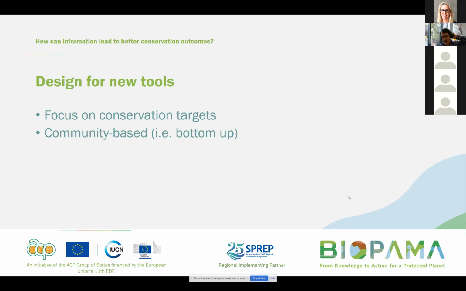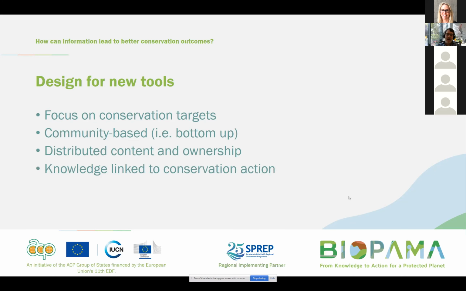There is a sign-off process, but the idea is that the community do two things. They set their priorities, their conservation targets, and then they source and develop indicators for measuring the progress against those. So there is very much this distributed content and ownership within the new tools that's built in. And I'll explain a bit about this later on.